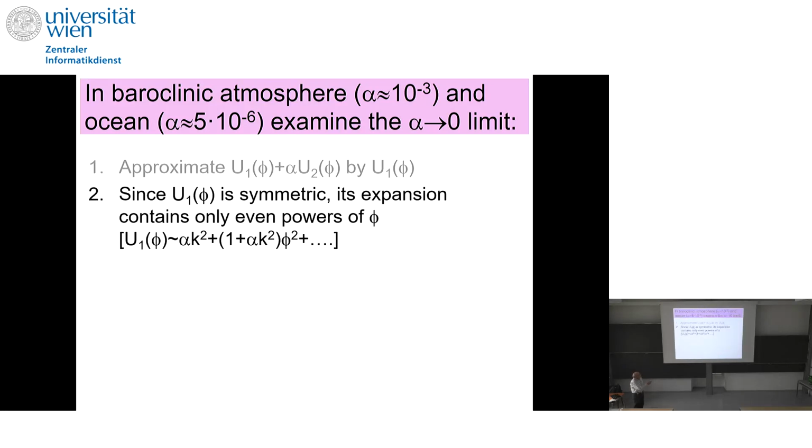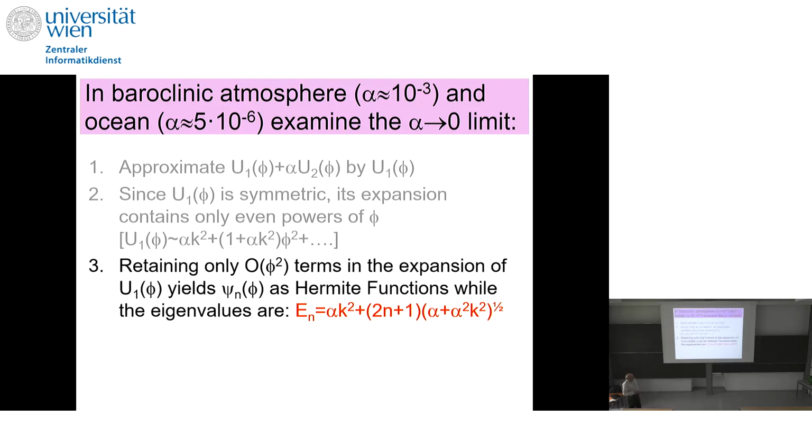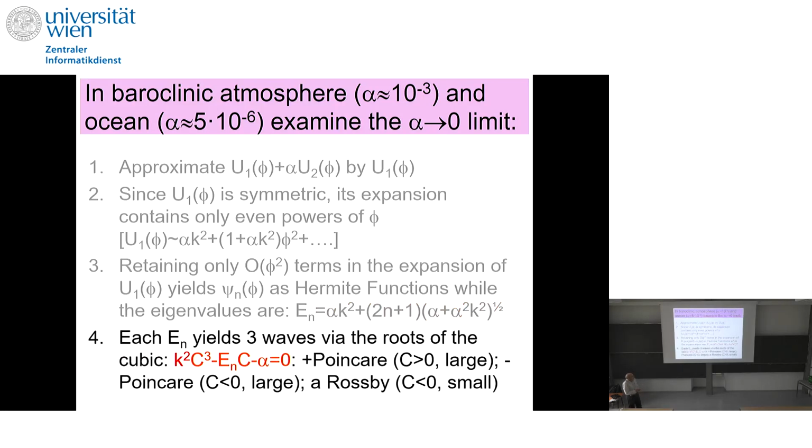So there is an expansion of this potential in power series in phi, and we retain the phi squared term and get a Hermite function or Hermite equation, and we can solve analytically and get explicit expressions for the energies of the Schrödinger equation. And of course, we get 3 C's, and we know 2 large and 1 small.